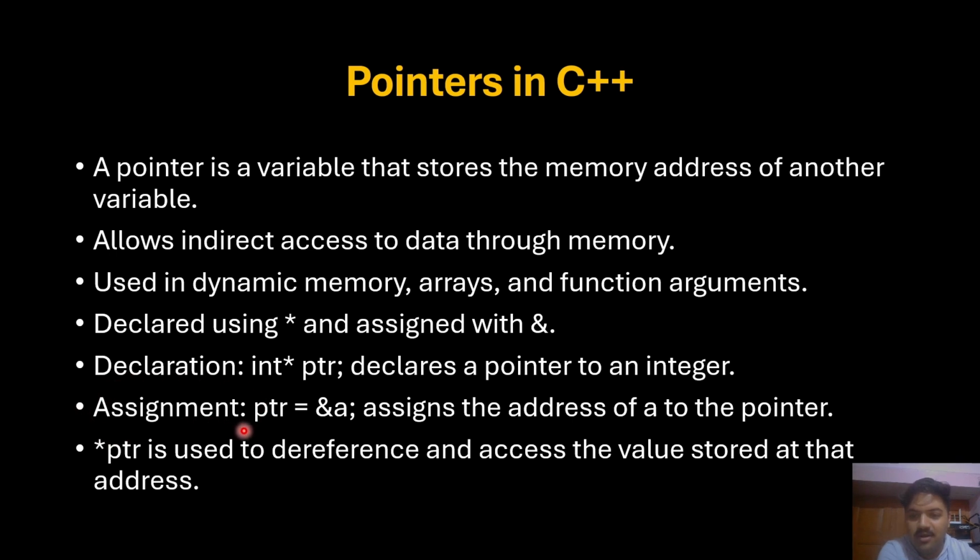Now we can see the assignment, how it is assigned. ptr is equal to ampersand a. So we have a variable a, and its address is stored in ptr. It assigns the address of a to the pointer. So star ptr is used to dereference and access the value stored at that address. So when we want to access the value, we will use the star ptr. This will dereference the pointer, and it will give the data value stored at a.